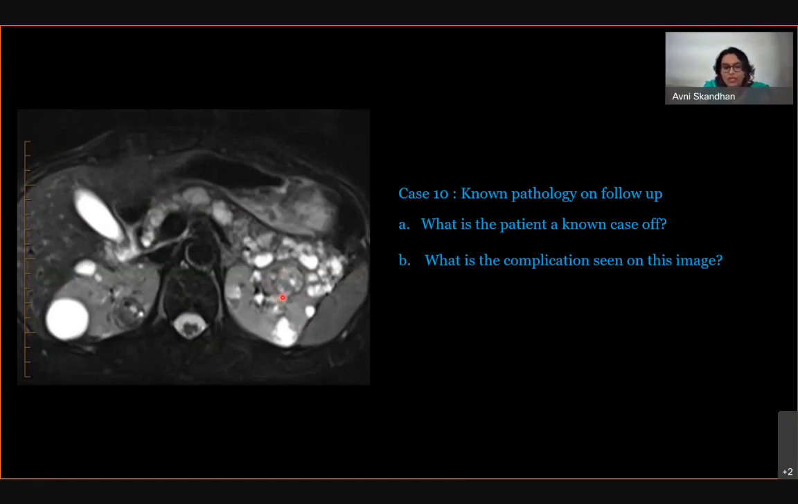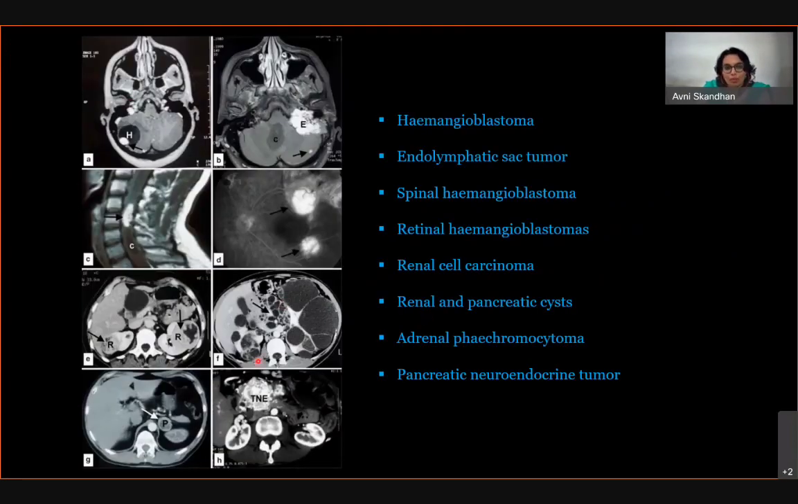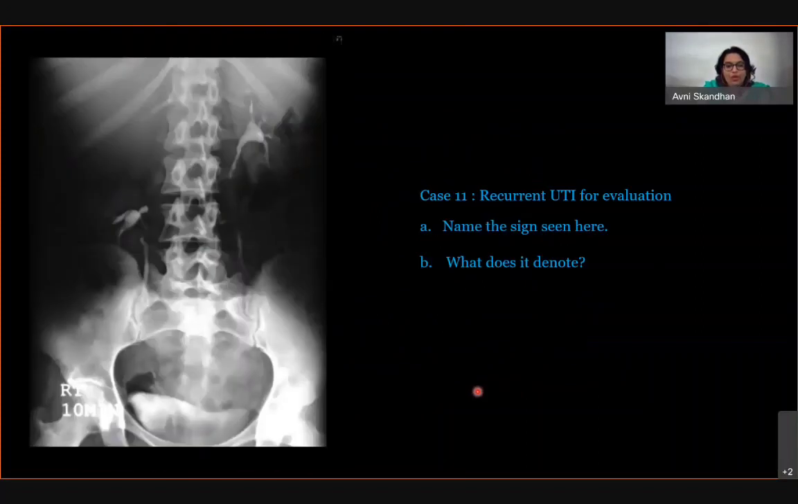So it's bilateral. Okay, so this is VHL, and these are the most important findings that we see: the hemangioblastoma, endolymphatic sac tumor, the spinal hemangioblastoma, retinal hemangioblastomas, the RCCs, renal and pancreatic cysts, then pheochromocytomas, the neuroendocrine tumors. These are the commonest things that we come across, and these are things that we have to keep in mind. Like I mentioned, during exams, it is very, very important that you know the entire spectrum, not only for your theory papers, but for your practical exams also.